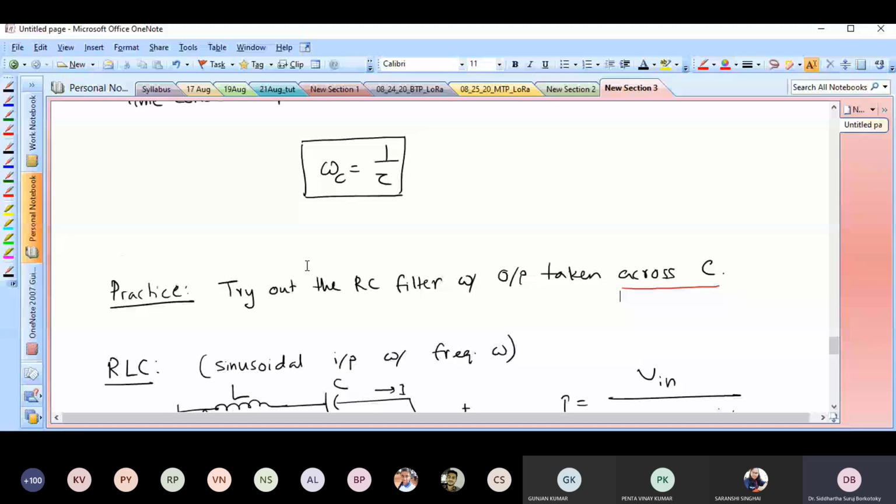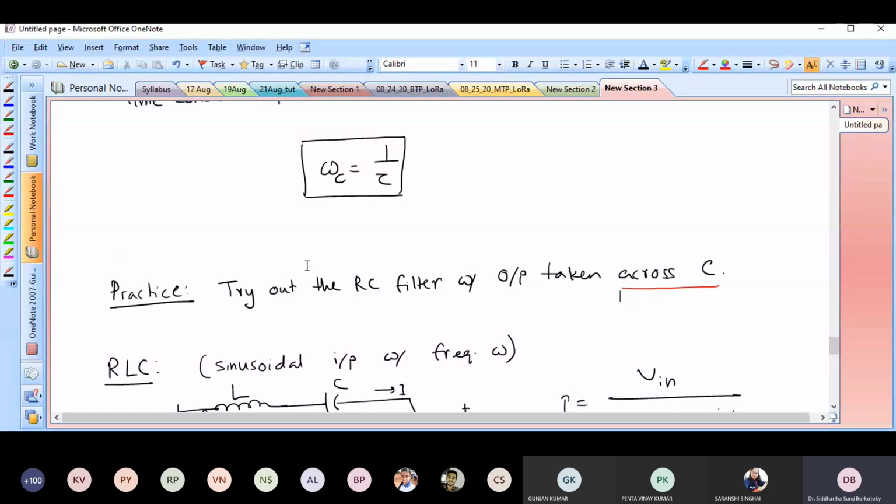Now, if the output is 0, that means there is no voltage appearing across the resistor, for example, which means all the voltage should appear across the capacitor or the inductor. So if it's a low pass filter, when you're taking the output across the resistor, that means high frequency voltages are not appearing across the resistor. So they must appear across the capacitor or the inductor. Otherwise, Kirchhoff's voltage law will not be satisfied.